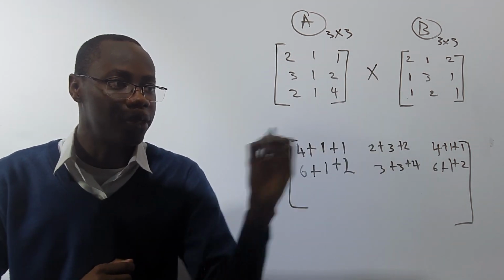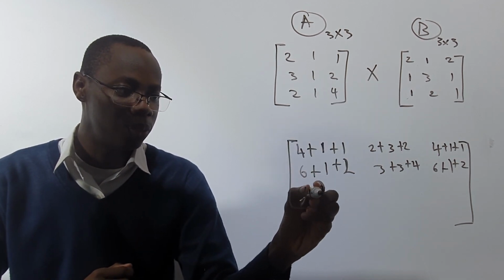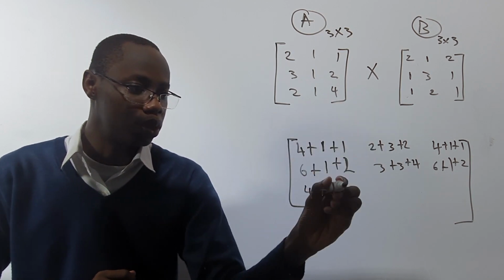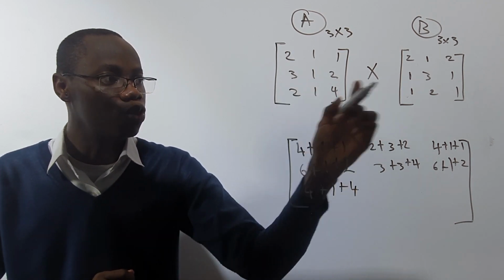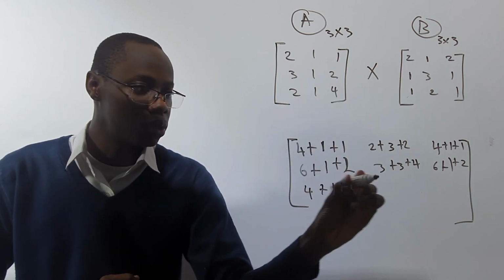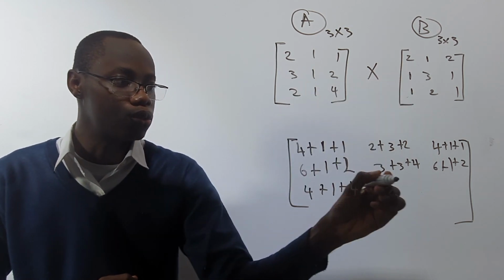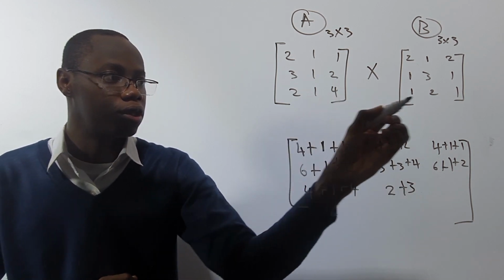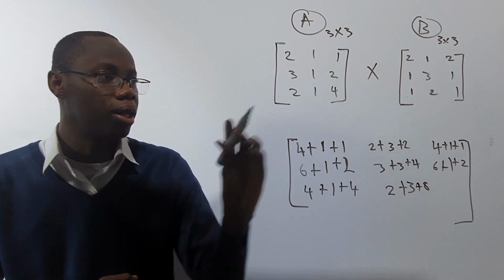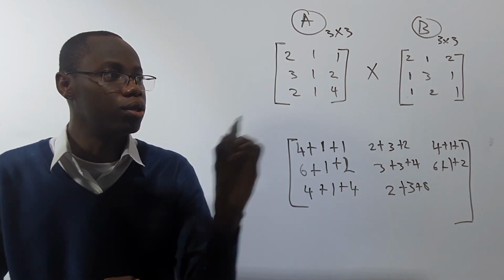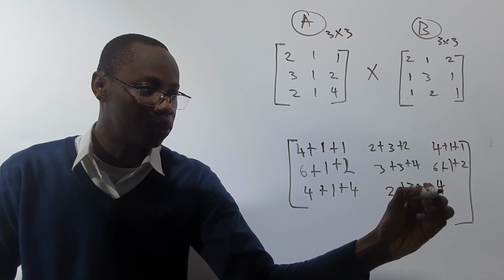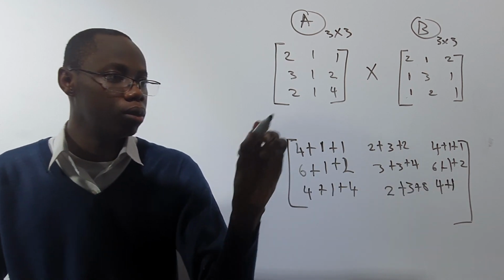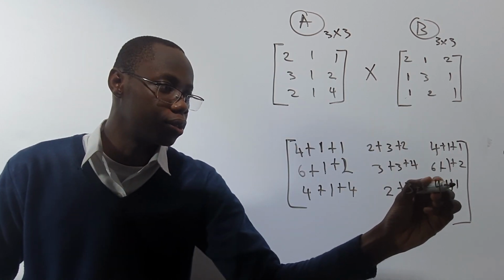This same row multiplied by this column. So 2 times 2 is 4, plus 1 times 1 is 1, plus 4 times 1 is 4. This same row multiplied by the second column: 2 times 1 is 2, plus 1 times 3 is 3, plus 4 times 2 is 8. And lastly, this same row multiplied by the last column. So 2 times 2 is 4, plus 1 times 1 is 1, plus 4 times 1 is 4.